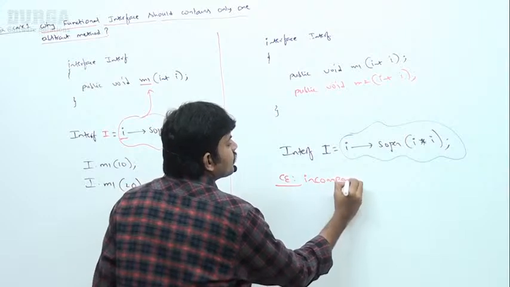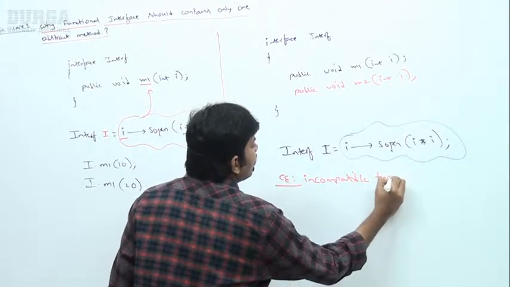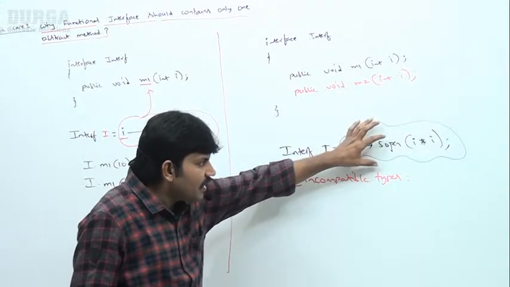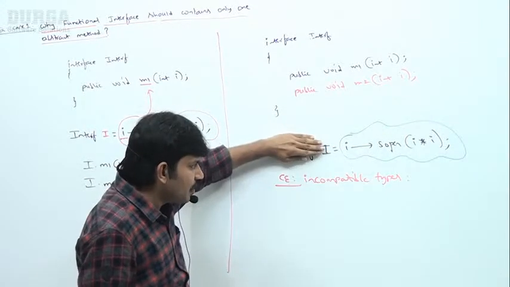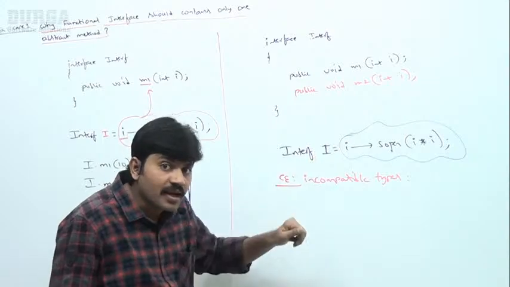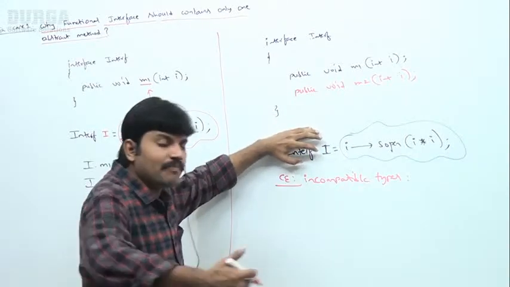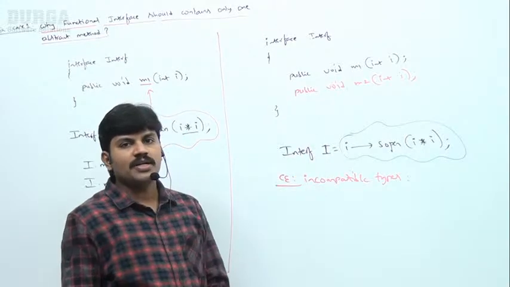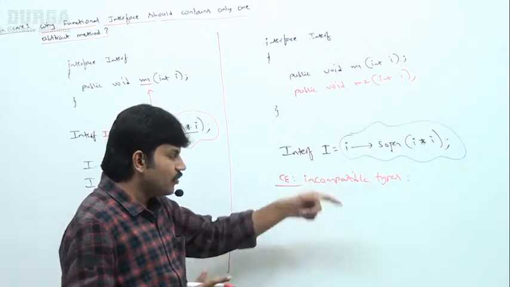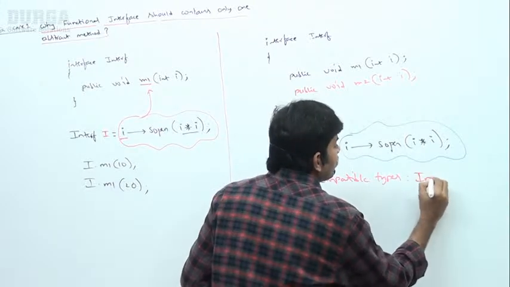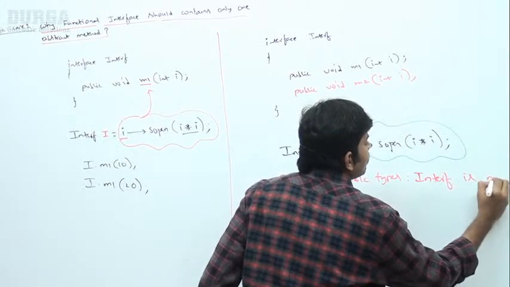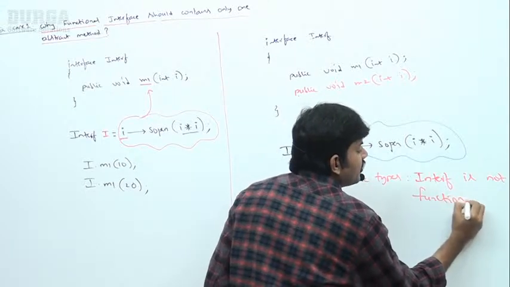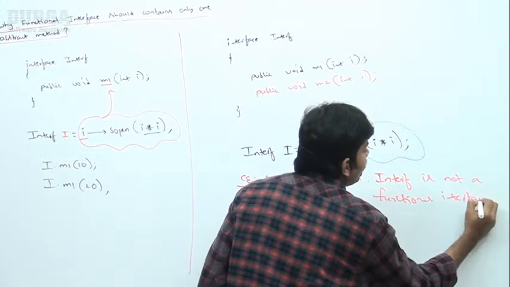incompatible types. Are you getting it? What is this compatible error, sir? Incompatible types. Sir, for the lambda expression, this interface and the lambda are not compatible, because the interface becomes compatible only if it contains one abstract method, but it contains two abstract methods, so not compatible. Incompatible types saying interface is not a functional interface. Interface is not a functional interface.